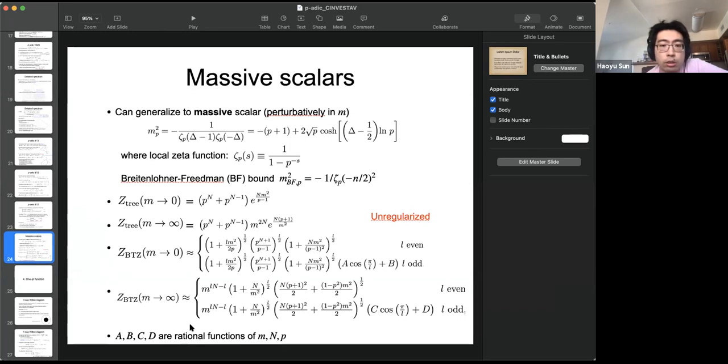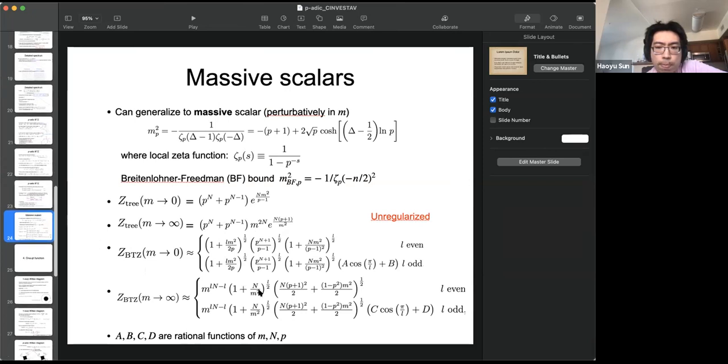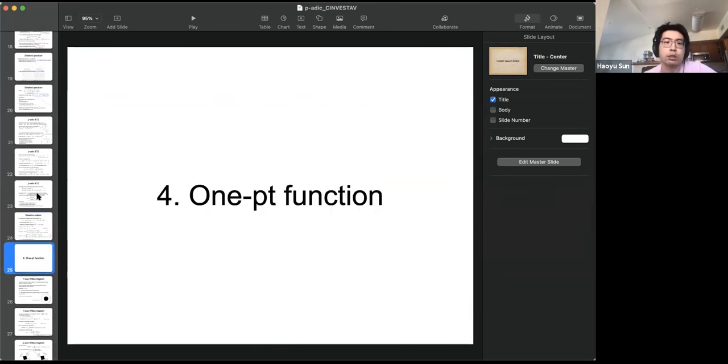And then, as follows, we can compute the same quantity, the partition functions for the BTZ and thermal AdS graphs, perturbatively for those massive scalars. And the result simplifies as mass goes to 0 and when mass goes to infinity. And here, all of them are unregularized. For the regularized version, it is written in the paper. And the capital A, B, C, D are just some rational functions of the mass, the truncation depths of the BTZ, and the prime p. Okay, so that concludes all the computations on partition functions. I guess I should pause for any possible questions.